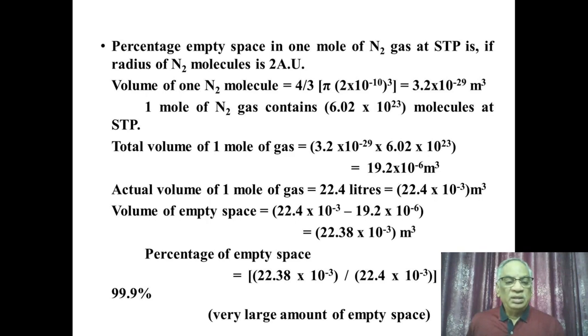So the percentage of empty space is given by 22.38 into 10 to the power minus 3 divided by the original 22.4 into 10 to the power minus 3, into 100, that is 99.9%. So only 0.1% is occupied by the molecules of 1 mole of nitrogen gas. So a very large amount of empty space is available in 1 mole of nitrogen gas at STP.